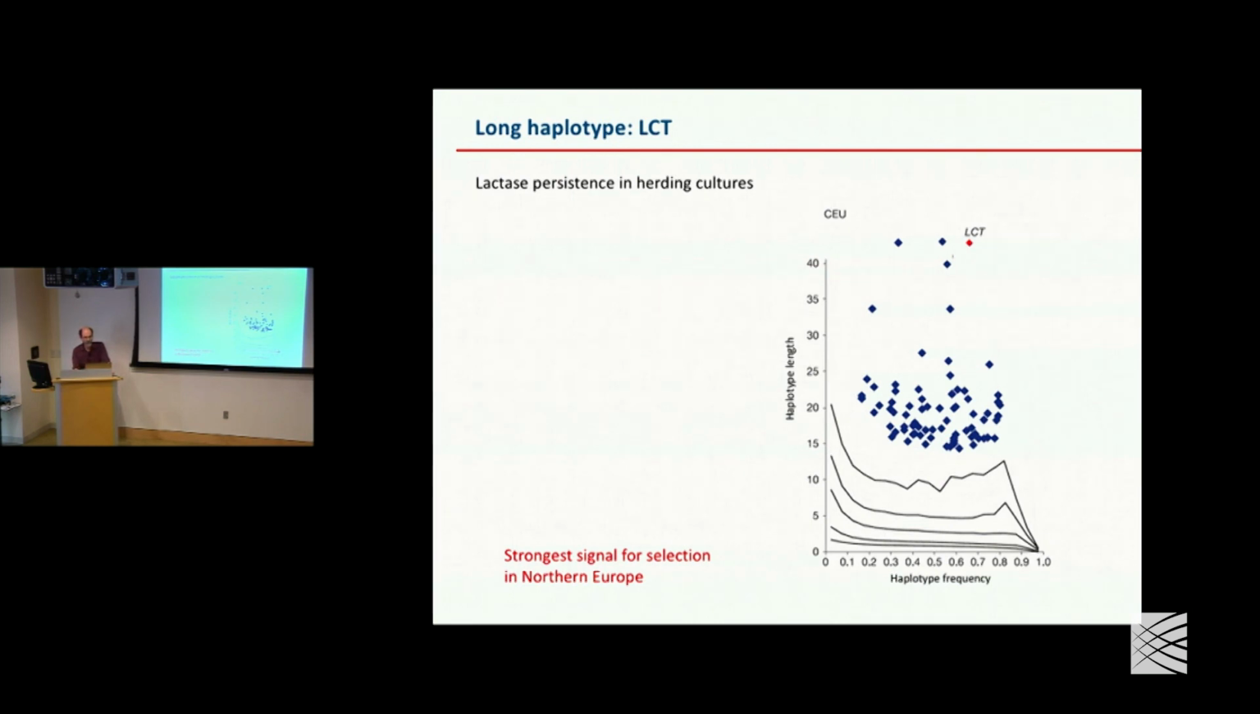That's not the sort of normal mammalian condition. Similar mutations have occurred in other cultures, other populations that have a tradition of herding, because they had milk available to them. And this was, by this test at least, the strongest signal for selection in Northern Europe. It was very powerful, a selective advantage of something like 10%. So it clearly provided a lot of advantage being able to drink milk, at least at some point in the past.